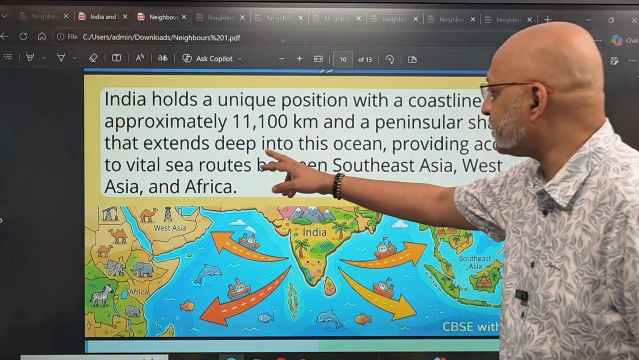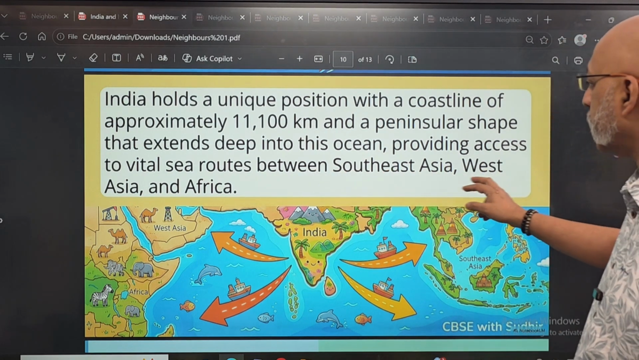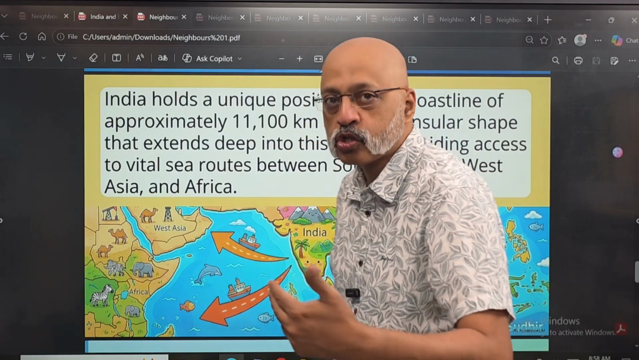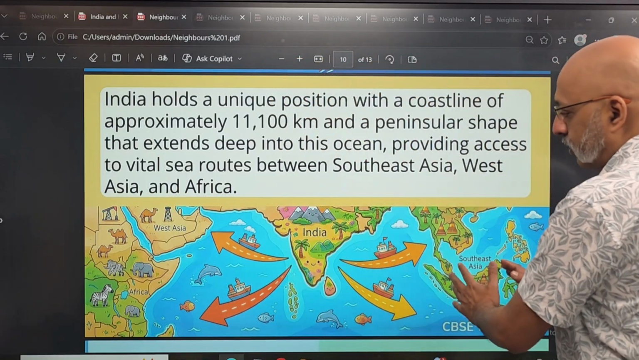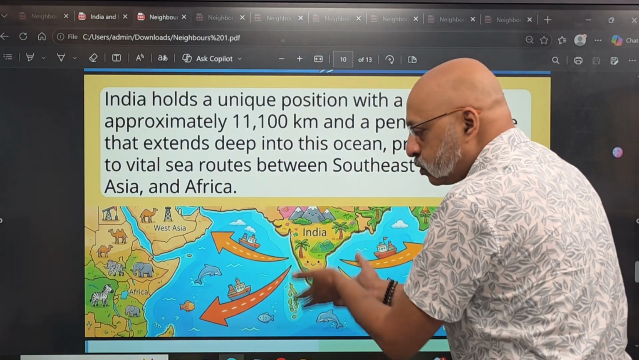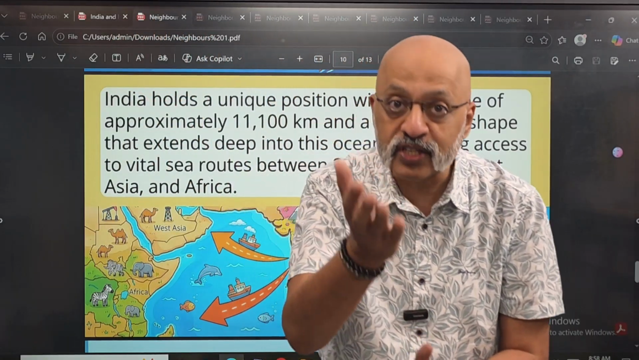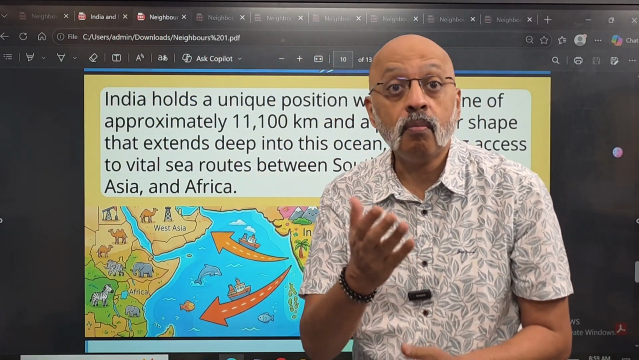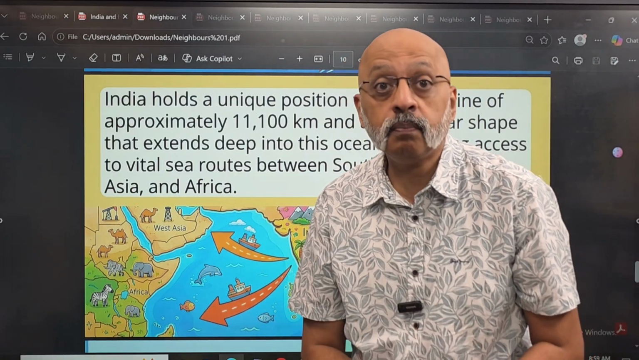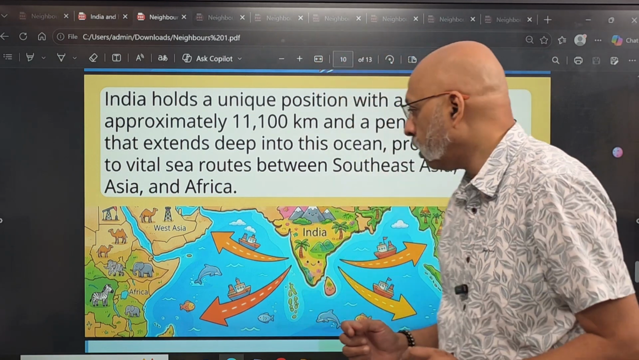And a peninsular shape that extends deep into the ocean, providing access to vital sea routes between Southeast Asia, West Asia, and Africa. So you have Africa here, you have West Asia, also known as the Middle East, and then you have Southeast Asia. So this becomes an important transit point, right? Geographically, India is very well positioned, especially peninsular India, which is what makes ports like Mumbai port, Kochi port, Chennai port, Visakhapatnam port, and Kolkata port very important from the sea trade point of view.